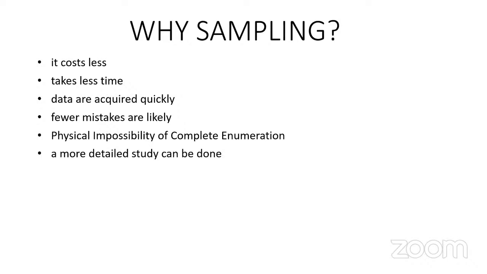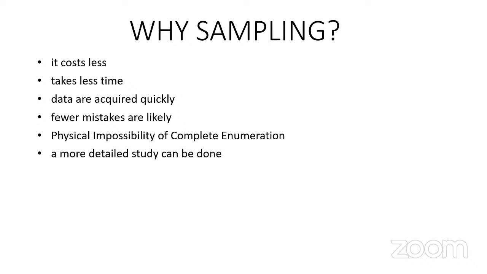When we are studying the population, that quantity would be huge. Basically it is infinite, right? So fewer mistakes are most likely, and there is the physical impossibility of complete enumeration. Also, a more detailed study can be done, because the study can be finished. Otherwise, if you start with the entire population, research cannot be finished. Okay, so I think this part is clear.